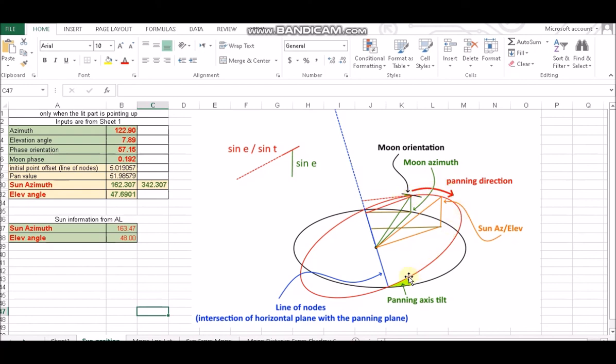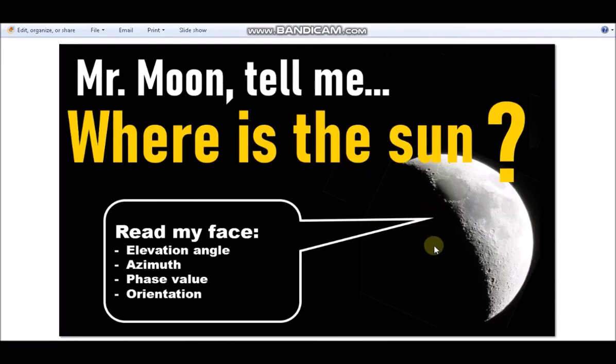I hope someone can do this practical exercise when that condition is present. When the sun is about to set, the moon is high, and the illuminated part is pointing upward, you set your camera, you pan your view towards that side with the same amount of degrees calculated from the moon phase, and you're going to see the sun right there.